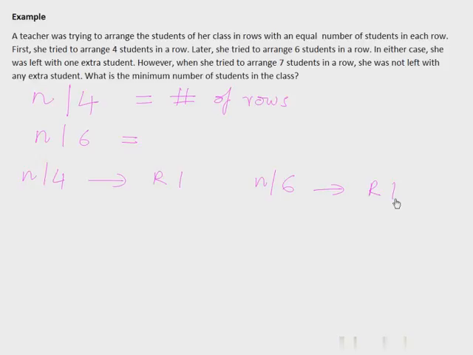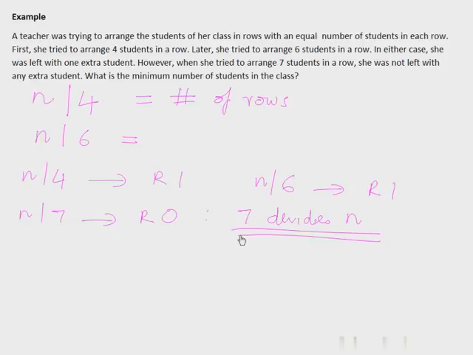However, when she tried to arrange 7 students in a row, she was not left with any extra student. What does that mean? That means the number of students is divisible by 7. She did not get a remainder. N divided by 7 gave a remainder of 0. That means 7 divides N. What is the minimum number of students in the class?